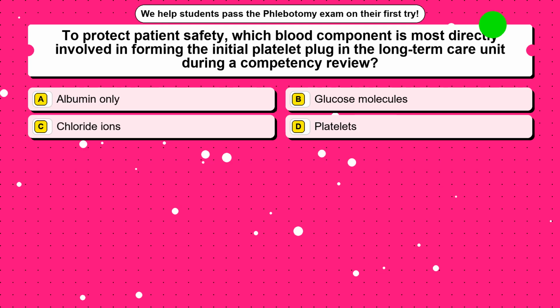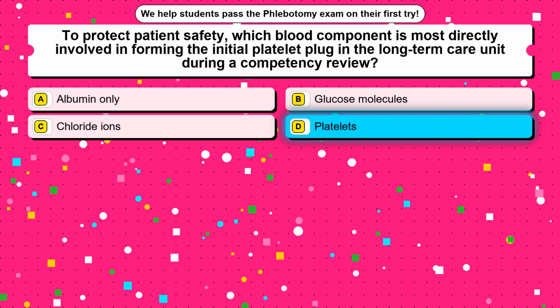Question 74. To protect patient safety, which blood component is most directly involved in forming the initial platelet plug in the long-term care unit during a competency review? Option A. Albumin only. Option B. Glucose molecules. Option C. Chloride ions. Option D. Platelets.